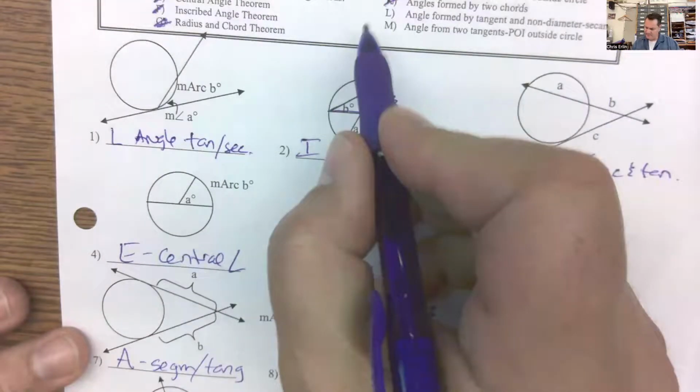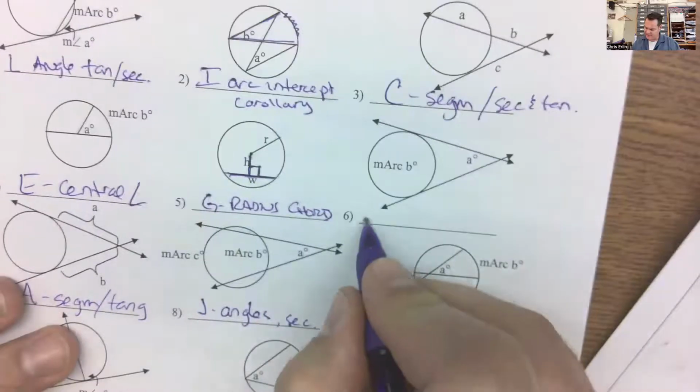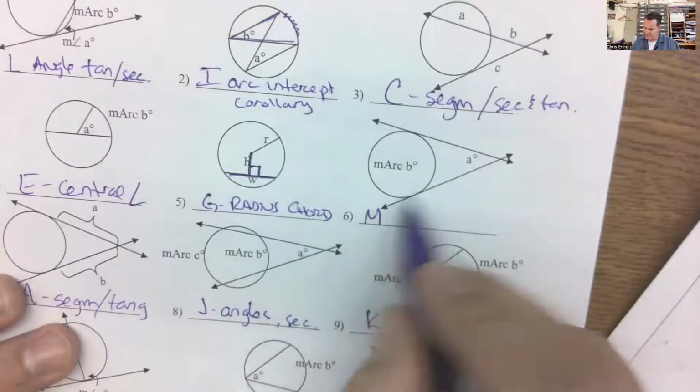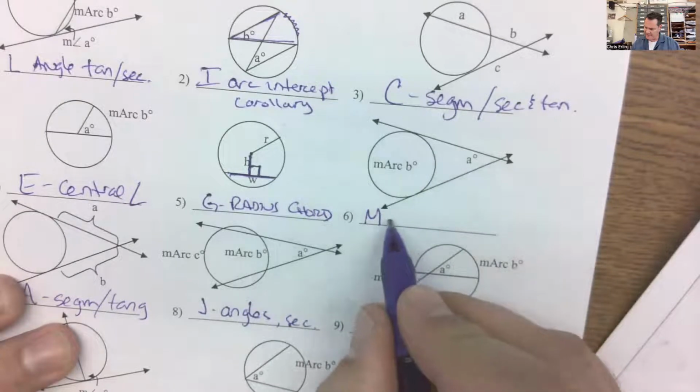And then M, last one, process of elimination must be 6. Angle formed by two tangents with a POI outside.